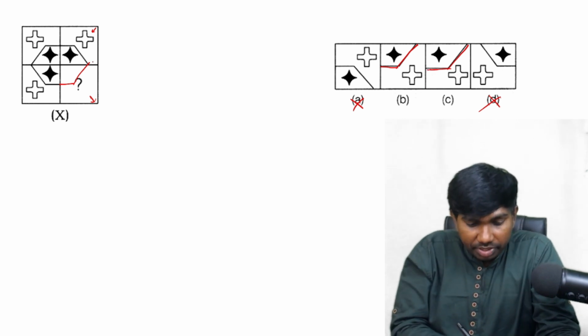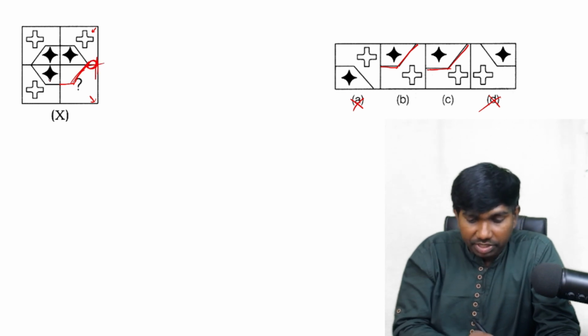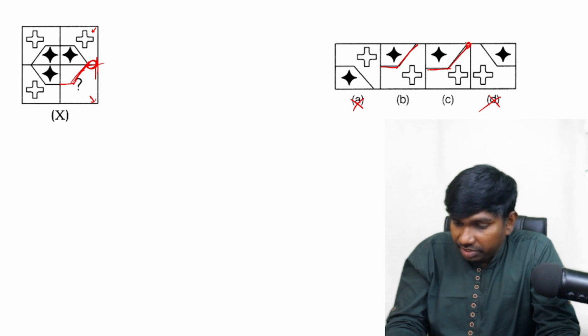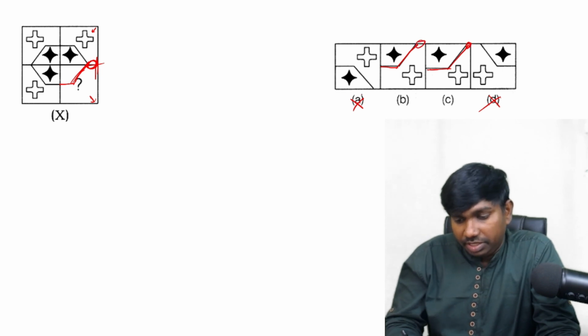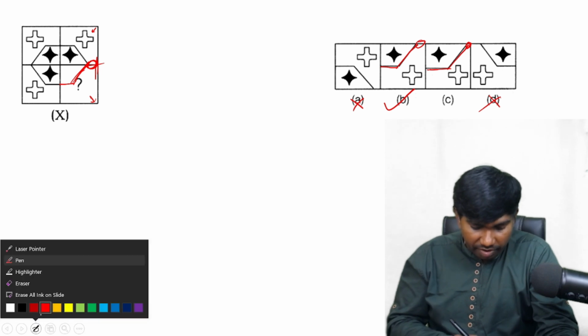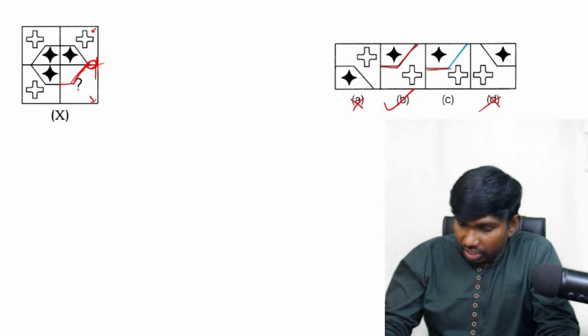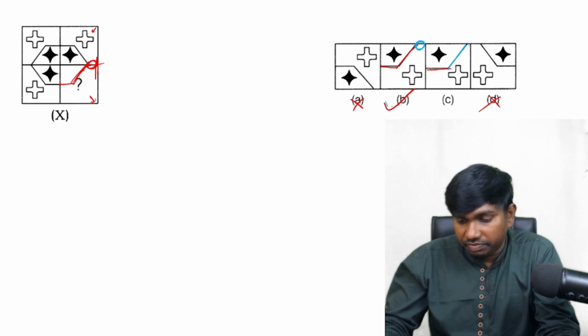And one more parameter is this slant line is cutting the horizontal line at some distance. But here it is very near and here the distance is maintained. So option B is the correct answer. So we should have a keen observation here, particularly in this question. This line is almost reaching the corner and there should be a gap. So that's why option B is the answer.